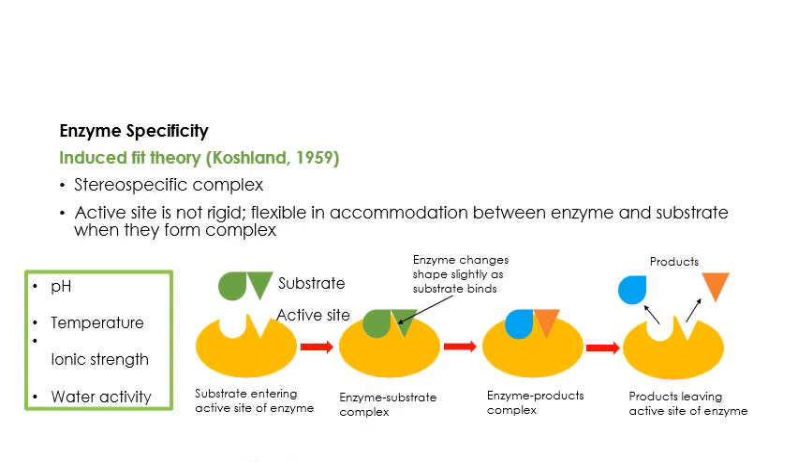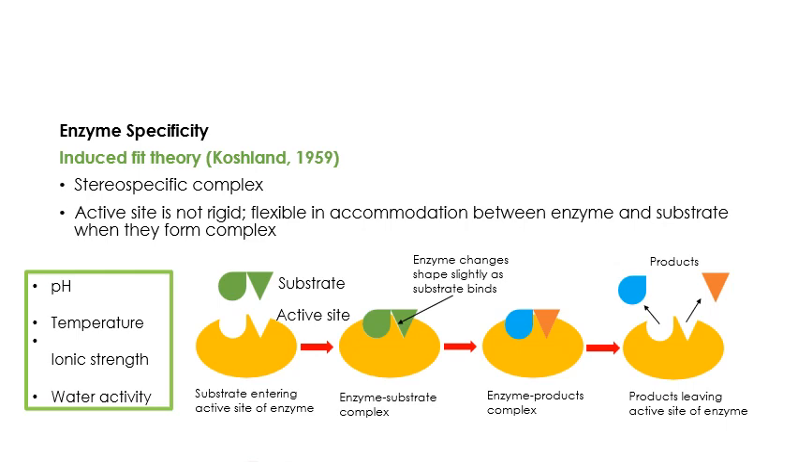There's another theory on enzyme specificity by Koshland 1959 called induced fit theory. Here, the enzyme is stereospecifically complex, but different than the lock and key theory is that the active site here of the enzyme is not rigid. It is flexible to accommodate between enzyme and substrate when they form complex.